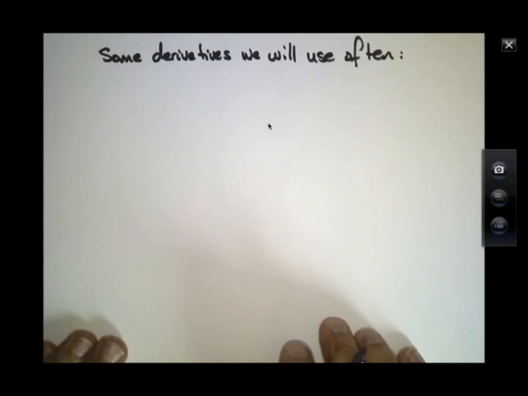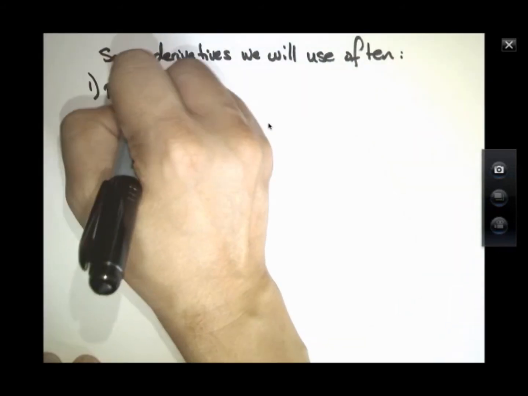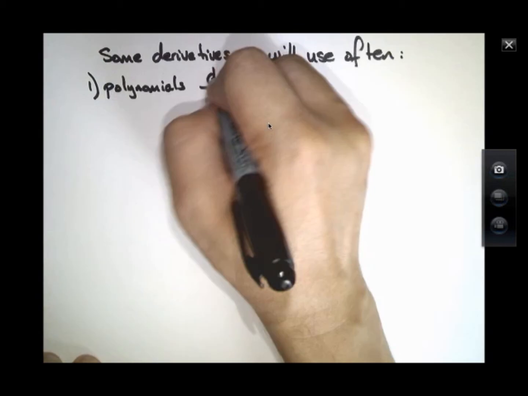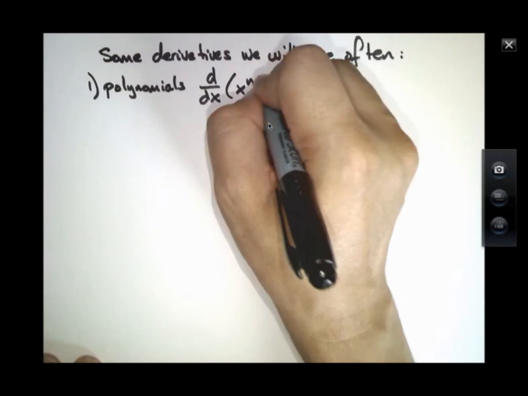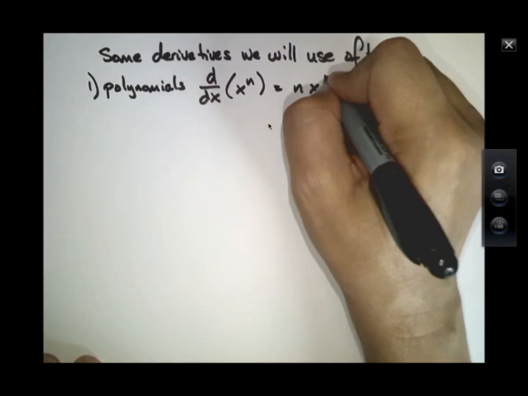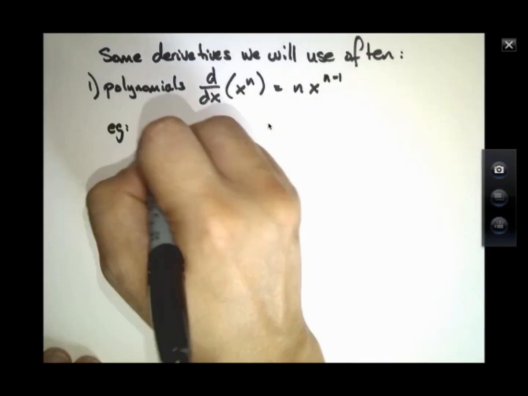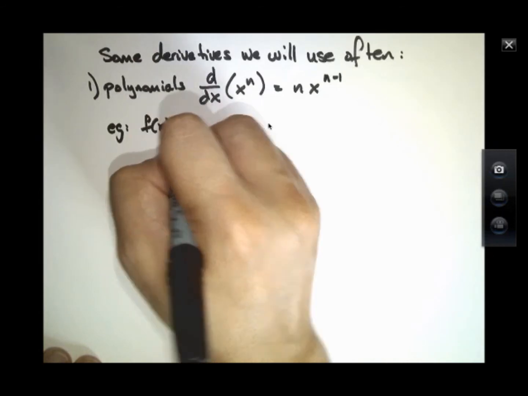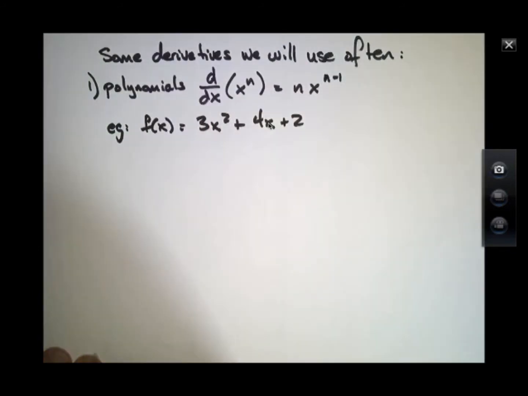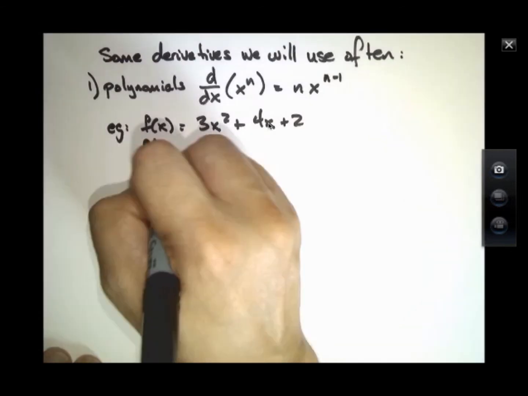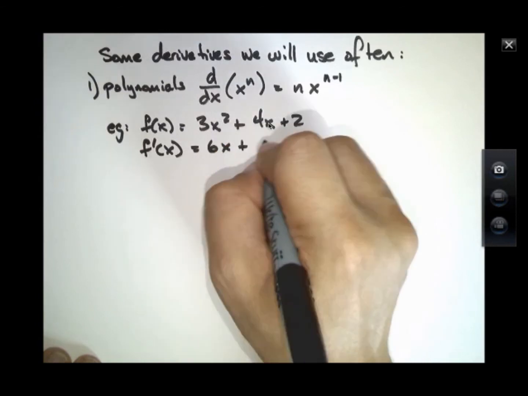There are some derivatives that we'll need to make frequent reference to. One is for polynomials. It's important to know that the derivative, written as d by dx of some polynomial like x to the n, is n x to the n minus 1 power. So for example, if f of x is 3x squared plus 4x plus 2, then f prime of x is going to be 6x plus 4.